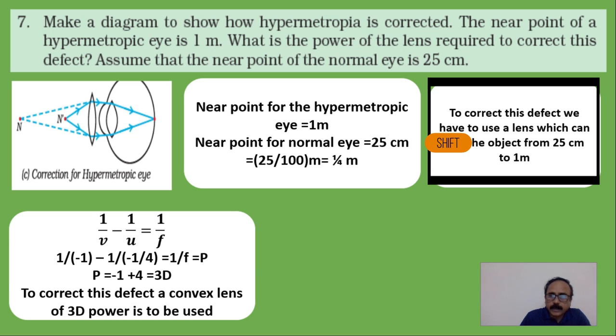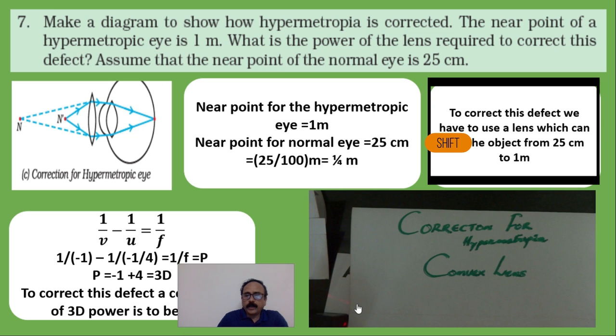Now let us substitute the values along with the proper sign in the lens formula. 1 by v minus 1 by u is equal to 1 by f. Here 1 meter is given as the near point, that means the 25 cm object is to be shifted to 1 meter. So u is equal to 25 cm, which can be written as 1 by 4 meters. By applying the values with proper sign convention, we get 3 D as the power. To correct this defect, a convex lens of 3 diopter power is to be used.